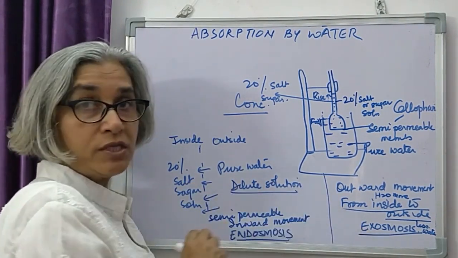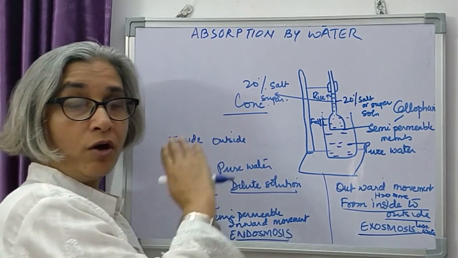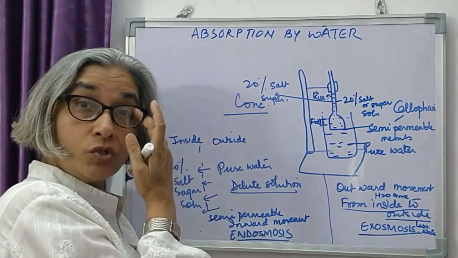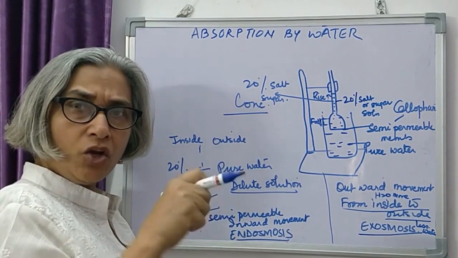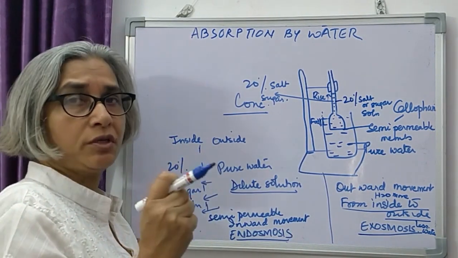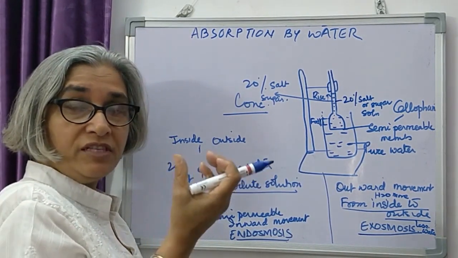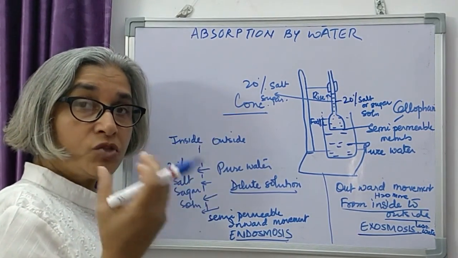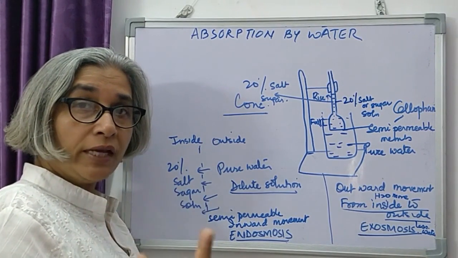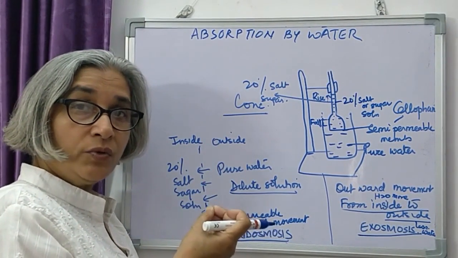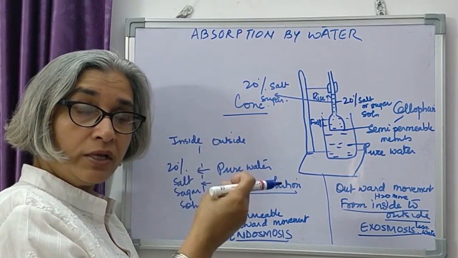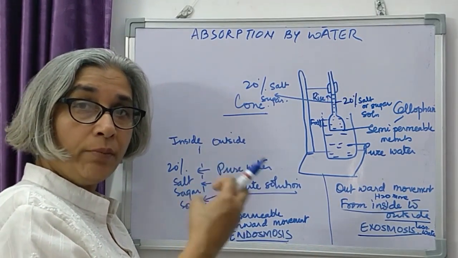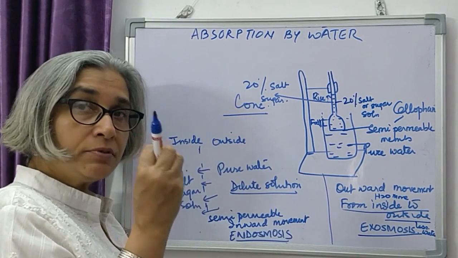Then exosmosis I have explained. If water moves from inside to the outside, like if we soak grapes in a concentrated salt solution, after some time we will see that the grapes shrink in size because there is more solute outside the grapes and less solute inside. So that means there is more water inside the grape and less water outside. So water from the grape moves outside and the grapes shrink in size.